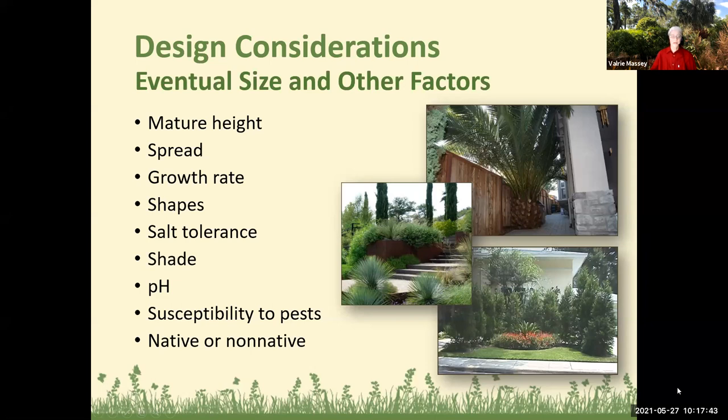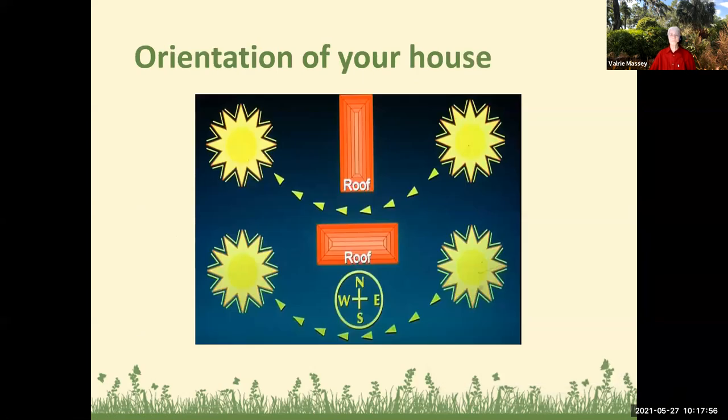Again, shade, sun, pH of your soil, whether it's a plant that's more susceptible to pests, and like I said before, native or non-native. We talked a little bit about how we want to make sure what the orientation of your house is, because we want to make sure that the plant you're using will get the right amount of sun or shade. Some plants, like bougainvillea, would prefer to have 8 to 10 hours of sun. Plants like mondo grass would prefer to have more shade, and some plants would prefer full shade. So, right plant, right place.